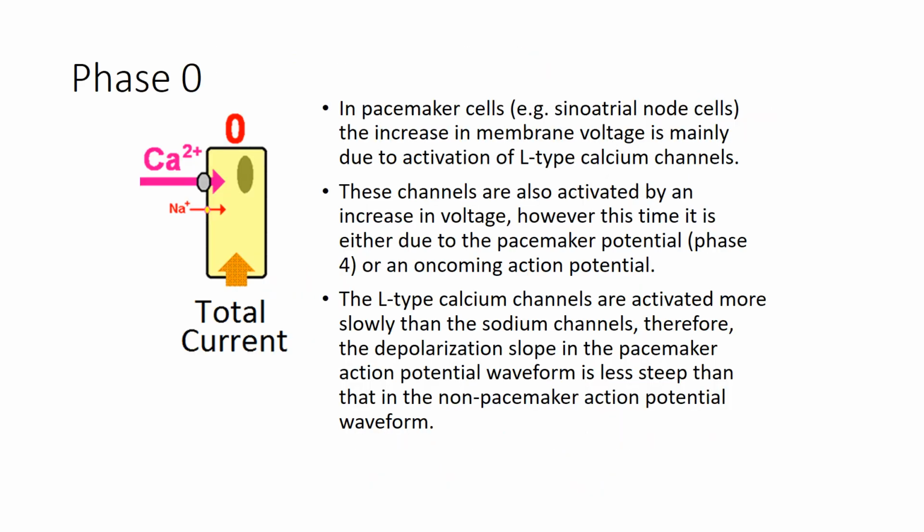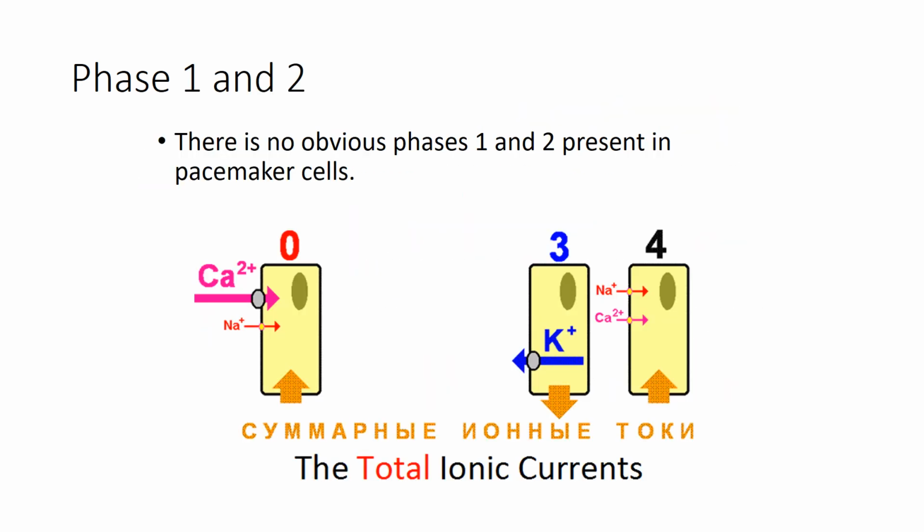Phase 0. In pacemaker cells, e.g. sinoatrial node cells, the increase in membrane voltage is mainly due to activation of L-type calcium channels. These channels are also activated by an increase in voltage, however this time it is either due to the pacemaker potential, phase 4, or an oncoming action potential. The L-type calcium channels are activated more slowly than the sodium channels, therefore, the depolarization slope in the pacemaker action potential waveform is less steep than that in the non-pacemaker action potential waveform. There are no obvious phases 1 and 2 present in pacemaker cells.